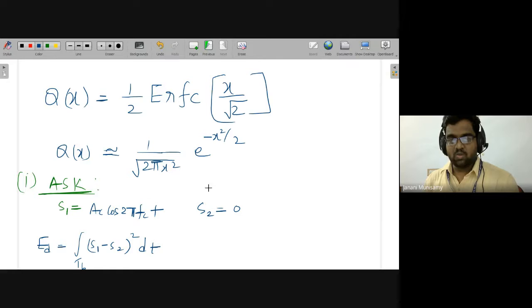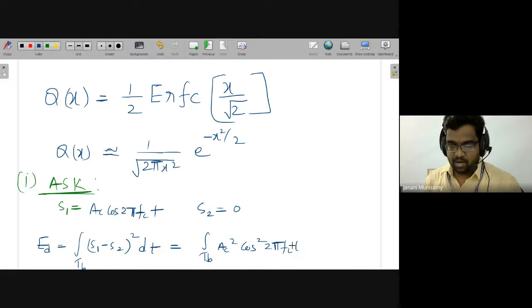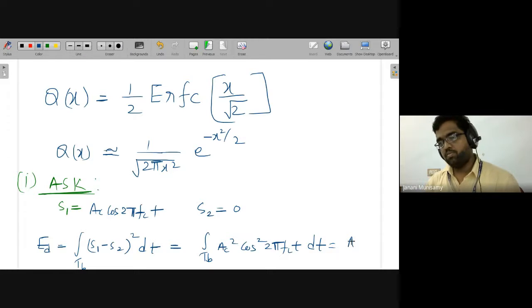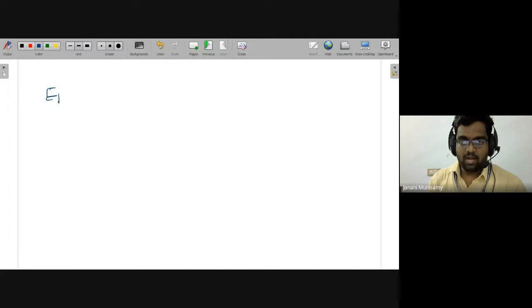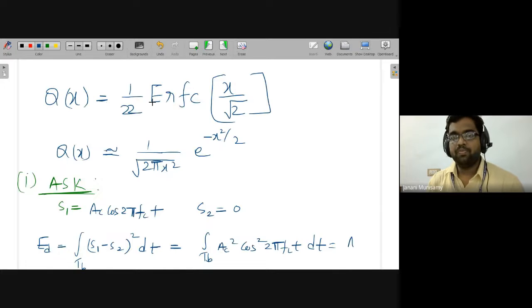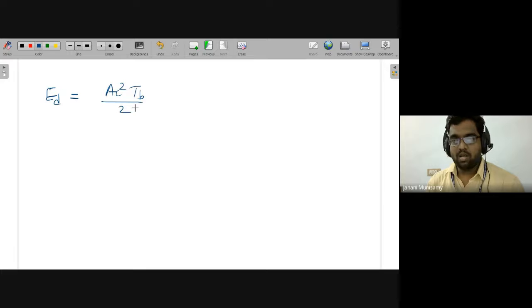Now I know what S1 and S2 are. If you substitute, this will become the integral of AC square cos square 2 pi FCT dt. Once you do this integration and substitute TB, you will finally get AC square TB divided by 2. That is the ED value.